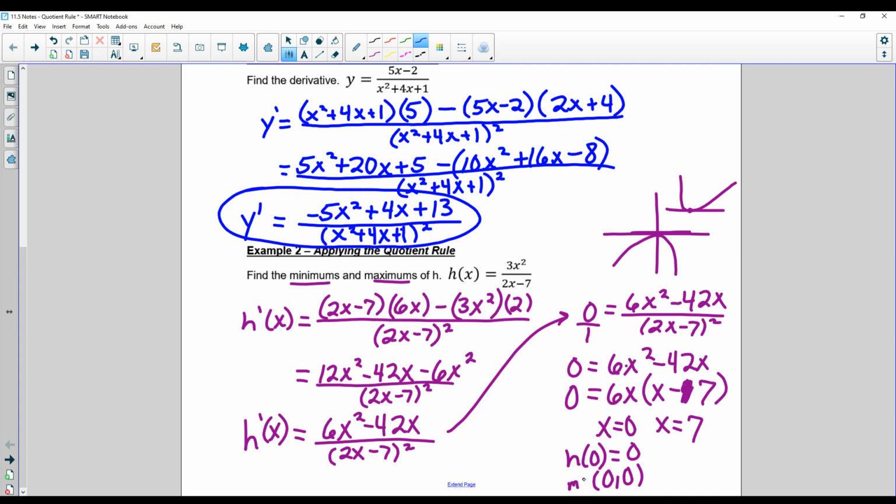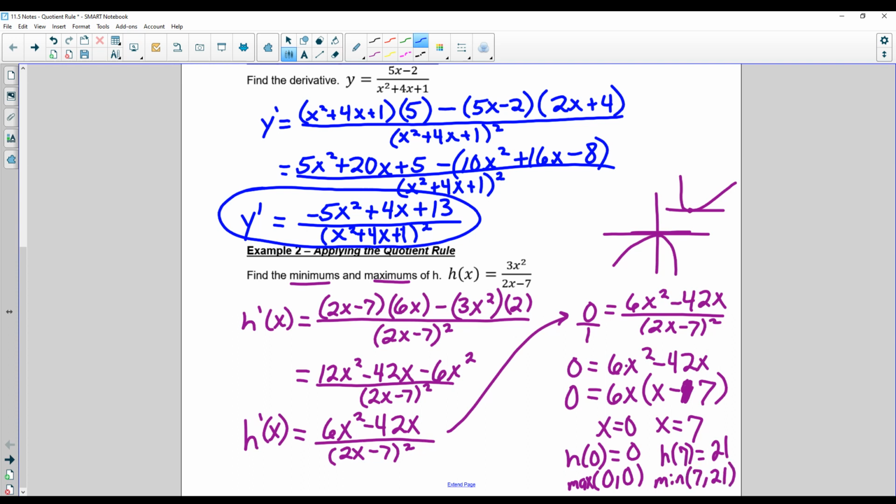Now my min over here, I'm going to go ahead and put 7 into this function. So I'm going to do h of 7 and work that out real quick. Well, 3 times 7 squared would be 49. Times 3 would give me 147. And I would add 2 times 7, which would be 14, minus 7 is 7. So I'd have 147 divided by 7. Well, that comes out 21. So my min is at 7, 21.